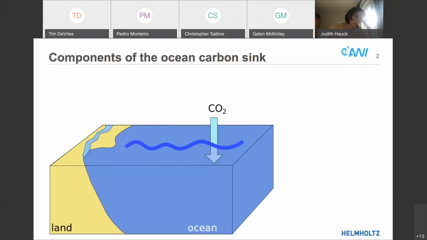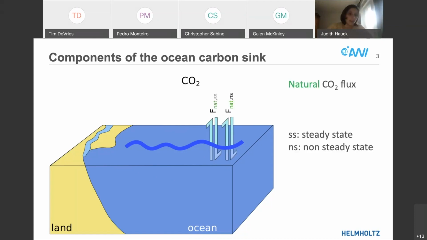So we usually think about the ocean carbon sink as one flux into the ocean, so just one arrow, right? But we've also heard in talks today that really it's the sum of multiple processes and much larger fluxes going into and out of the ocean. So it's really not just one flux. So let me go through the components of the fluxes that we consider to be part of the contemporary ocean carbon sink, and which of these we include in the global carbon budget.